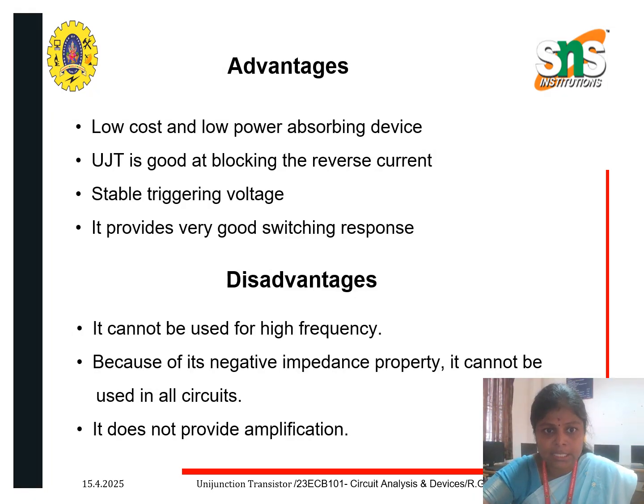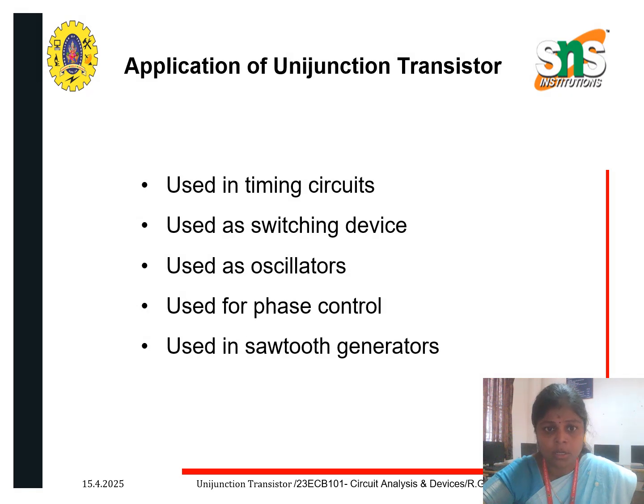Coming to the advantages, the UJT is good at blocking reverse current, it is low cost, and it gives good switching responses. Coming to the disadvantages of UJT, because of the negative impedance property, it cannot be used in all circuits, it does not provide any amplification, and it cannot be used for high frequency applications. Coming to the applications of UJT, it is used as oscillators, sawtooth generators, switching devices, timing circuits, and also in phase control.